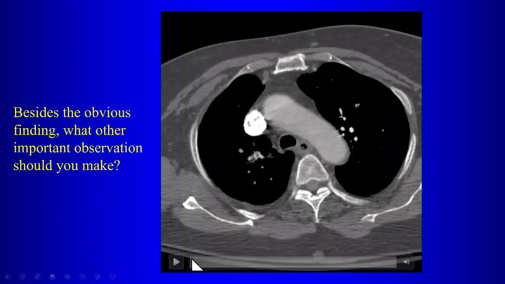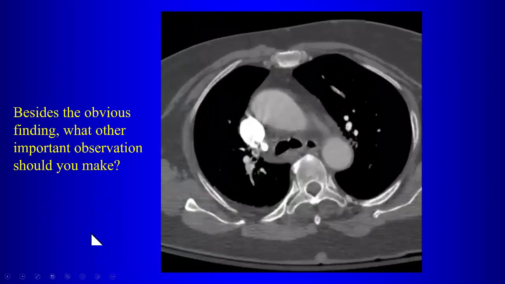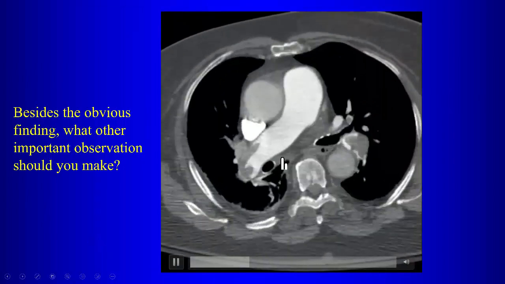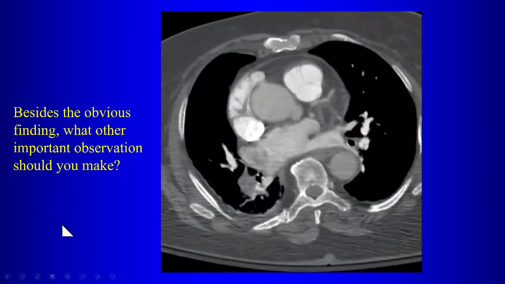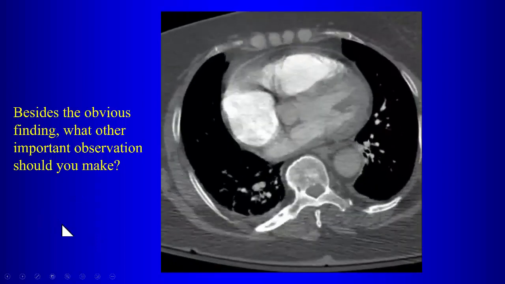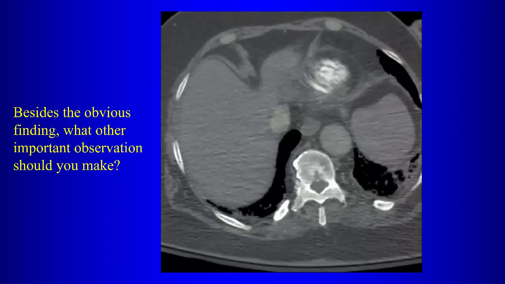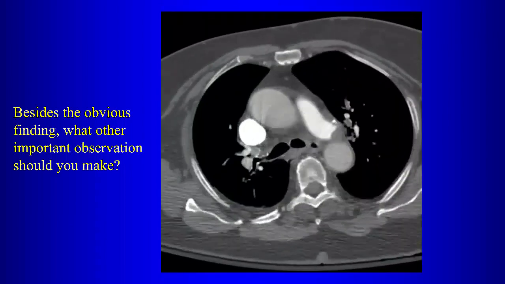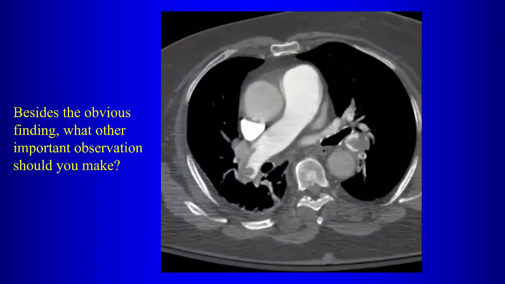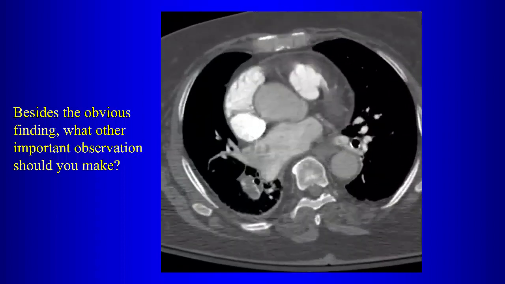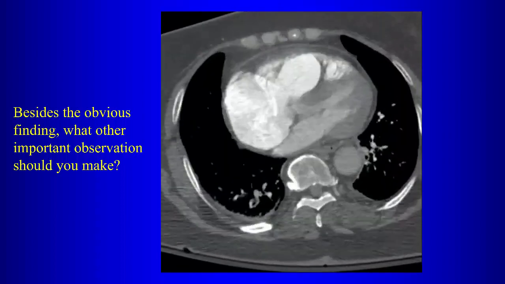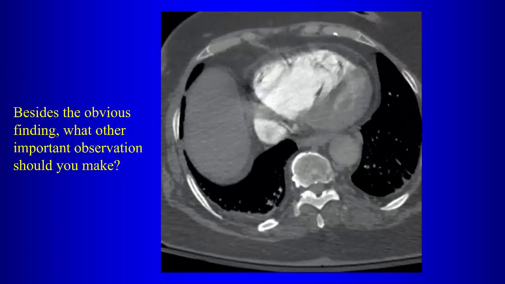So, of course, the obvious finding here is going to be these large pulmonary emboli. But besides that obvious finding, what other important observation do we need to make? So how do you know there's right heart strain? Look at the flattening of the septum or the right ventricle to the left ventricle ratio. So how do you determine that? Where do you measure it?